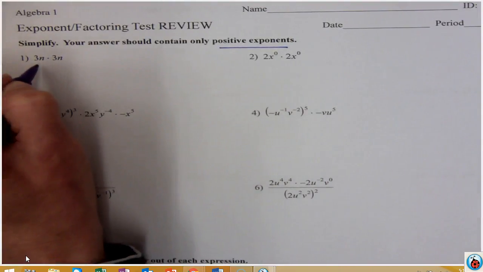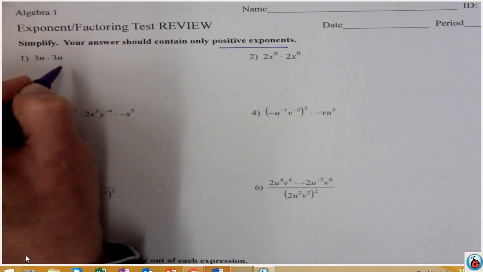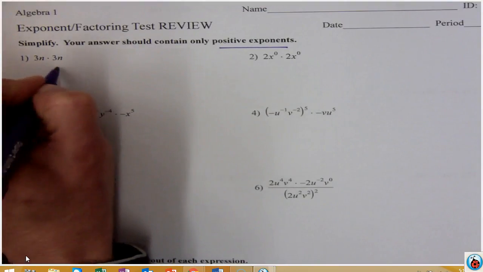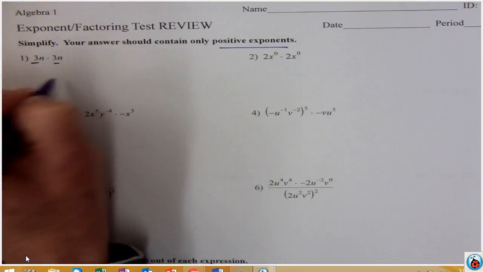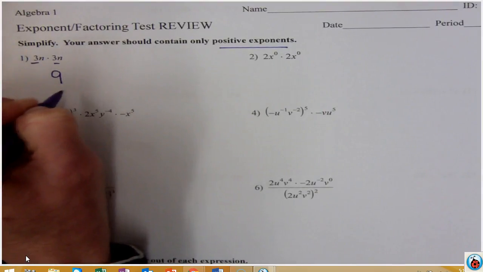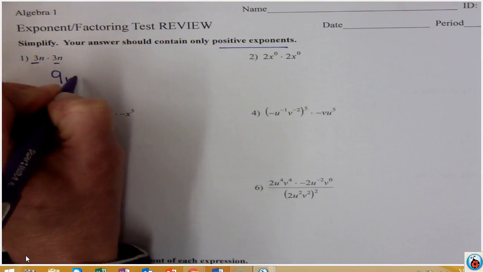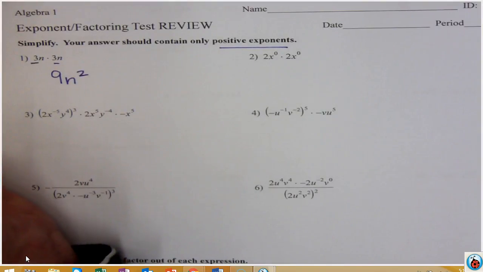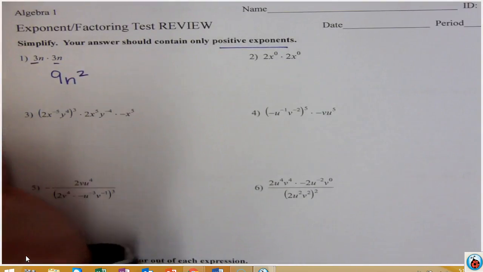So, number one, 3n times 3n is going to give you, you're going to multiply 3 and 3, 9n squared. Okay, hopefully that one was easy.